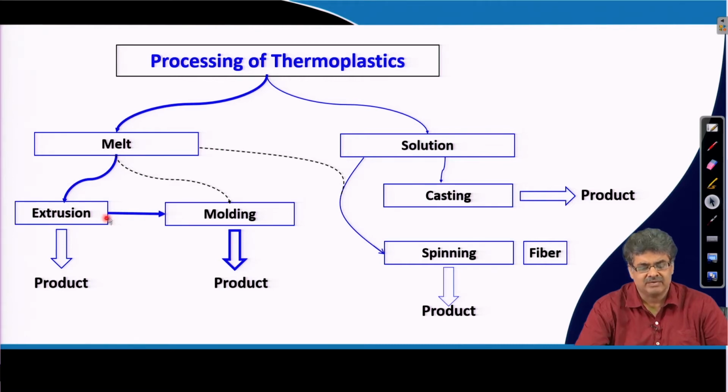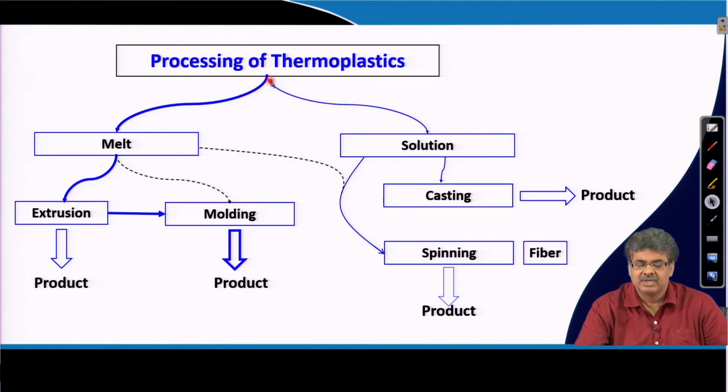One is extrusion followed by molding. Sometimes we can directly do molding from the melt state. Some of the products are formed from the extrusion step itself, but most of the products are prepared or manufactured in the molding step.